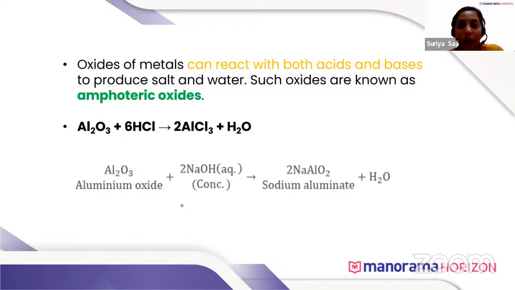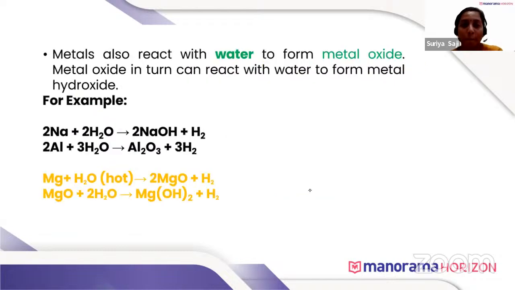When aluminum oxide reacts with HCl, we get aluminum chloride, AlCl3. And when aluminum oxide reacts with NaOH, we get sodium aluminate. So that is the second property that we discussed. Next, metals react with water to form metal oxide.